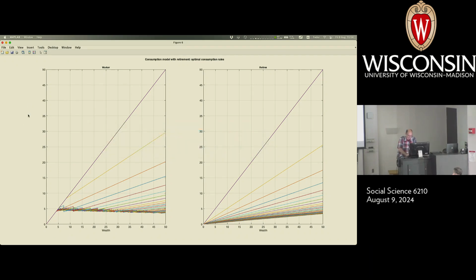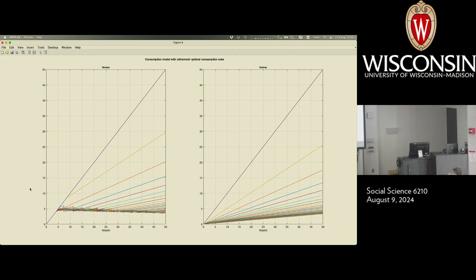But the point I want to make here now is that, you know how the optimal consumption rules look? It's over there. This is the worker and the retiree. This picture is familiar. This by now is also familiar. It's full of discontinuities, these optimal consumption rules. And yet, you shouldn't think of this as implying that the simulated consumption path is not flat.